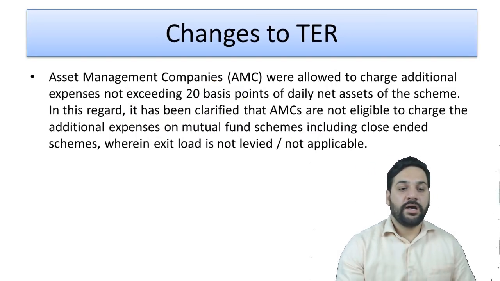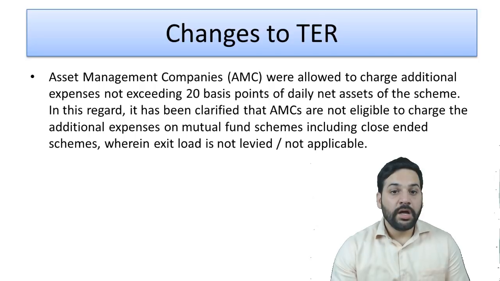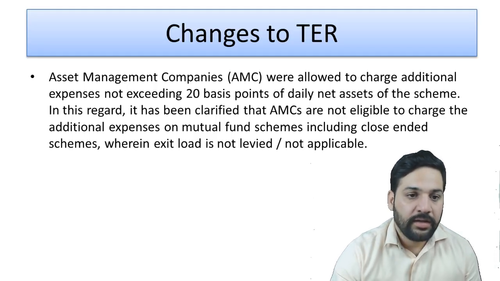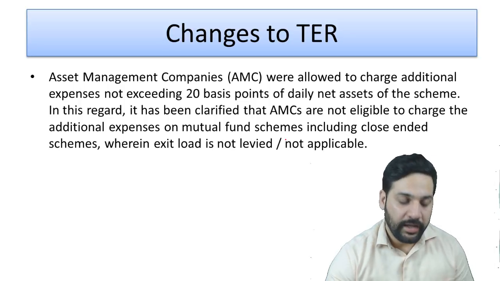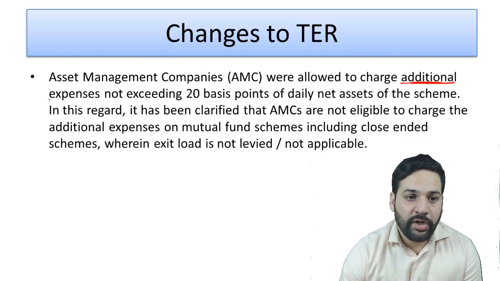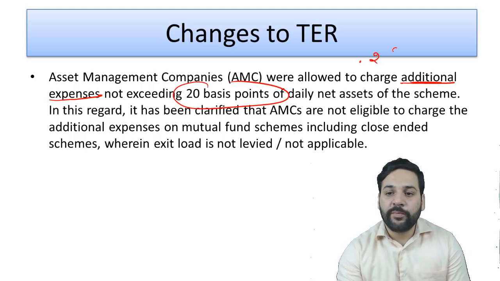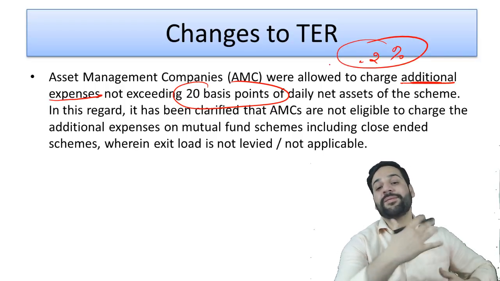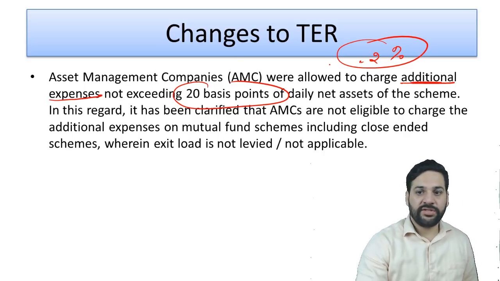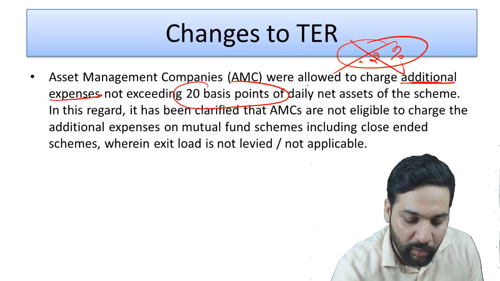Let's move forward. Now another point. Another change in the total expense ratio. Earlier, the asset management companies were allowed to charge additional expense, whatever was mentioned on their scheme, of an additional 20 basis points or 0.2%. They were allowed to charge this separately, additional, or this was a hidden expense. They could charge this money, but now it is not allowed. Before this circular, it was allowed to charge an additional expense of 0.2%, but now it is not allowed.